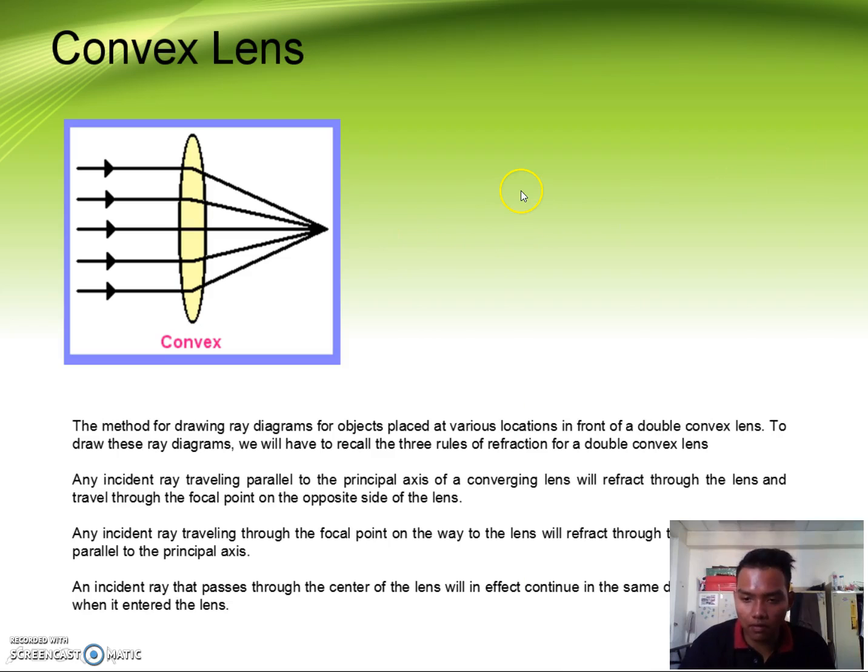Convex lens is about the lens. This is the method of drawing ray diagrams for an object placed at various locations in front of a double convex lens. To draw these ray diagrams for the convex lens, we have to recall three rules of refraction for a double convex lens. You can read for more information on the internet.